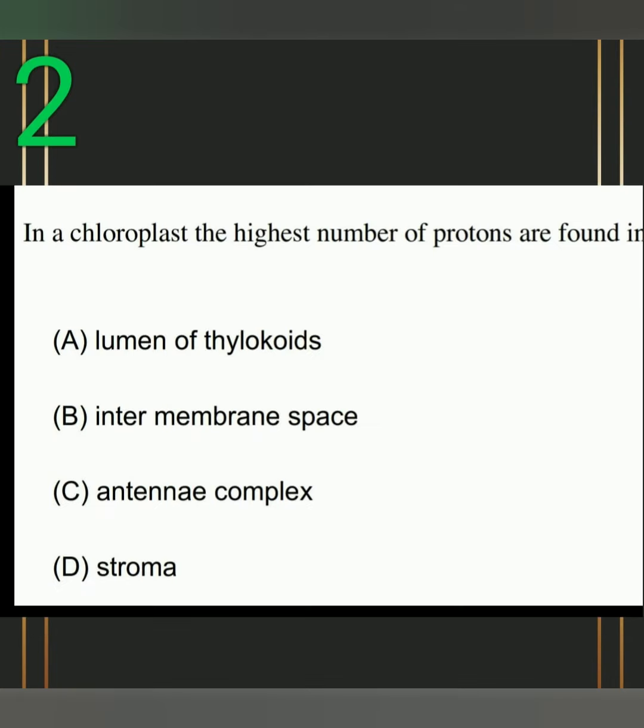In a chloroplast, the highest number of protons are found in the lumen of thylakoids, intermembrane space, antennae complex, stroma. And the answer is lumen of thylakoids.